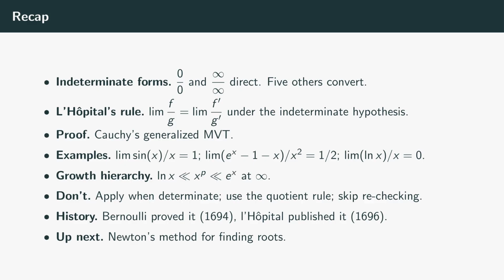Pitfalls: don't apply when determinate, don't use the quotient rule, always recheck the form. And the history: Johann Bernoulli proved the rule around 1694. Guillaume de L'Hôpital published it in 1696 in the world's first calculus textbook, with acknowledgement but not specific credit. The name stuck. The original letters, rediscovered in 1922, confirmed Bernoulli was right, but he had been dead 174 years.